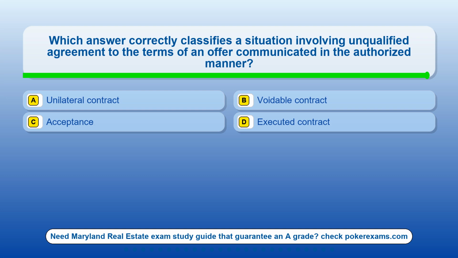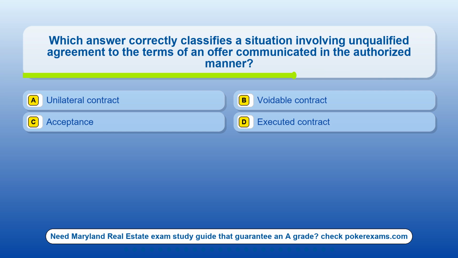Question 4. Which answer correctly classifies a situation involving unqualified agreement to the terms of an offer communicated in the authorized manner? Option A, unilateral contract. Option B, voidable contract. Option C, acceptance. Option D, executed contract.